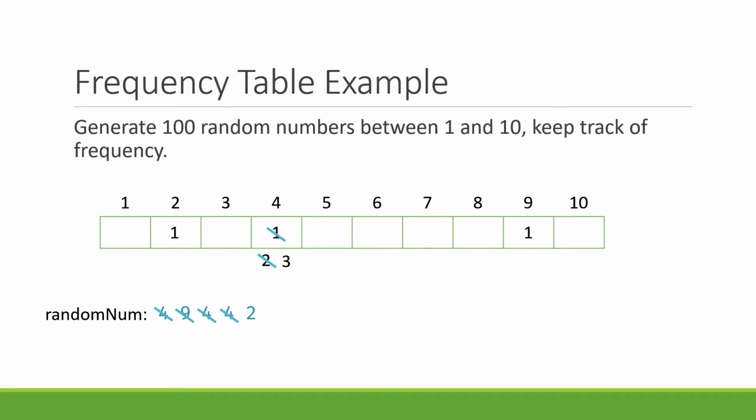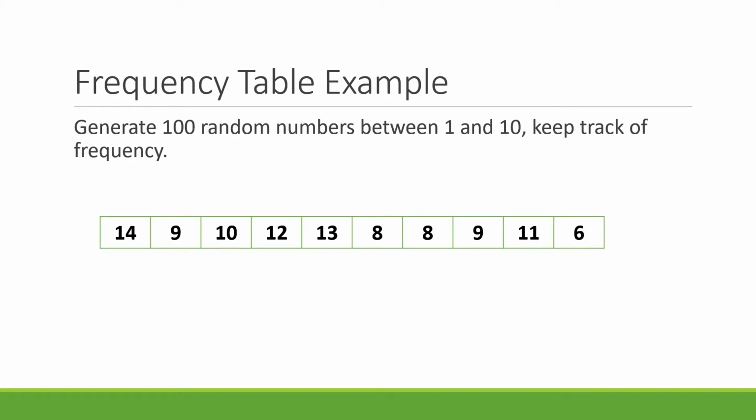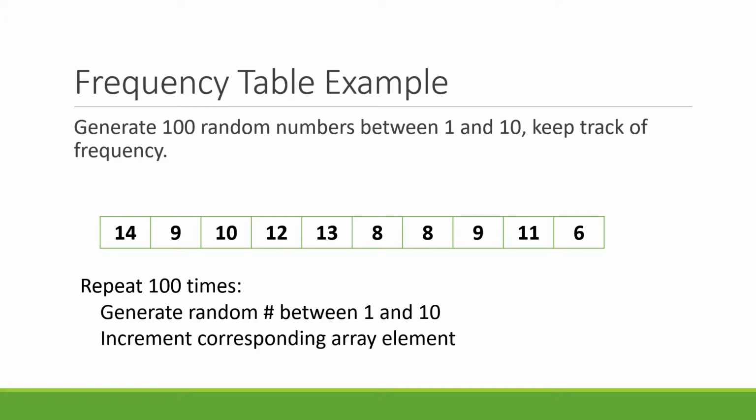So we would continue this 100 times because we want to generate 100 random numbers, and we would keep track of how many of each value from 1 to 10 that we generate. And after we've done 100 numbers, the boxes will contain the total number of times that each number was generated. So for our application, we need to loop 100 times to generate 100 random numbers, and then we increment the array element that keeps track of that number that was generated. So let's try coding it.